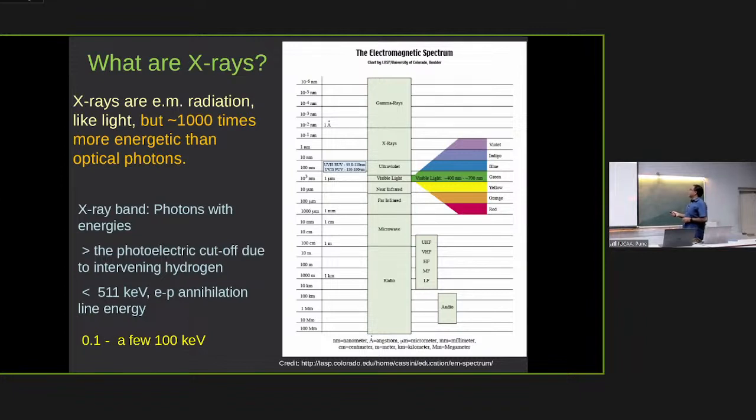And another point to note here is that in the entire electromagnetic spectrum, the visible band is a tiny fraction. While X-rays actually occupy a quite wider band in the electromagnetic spectrum. So the information content can also be high in the X-ray band.